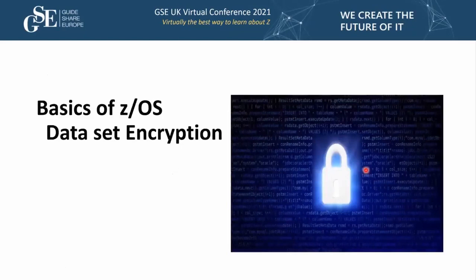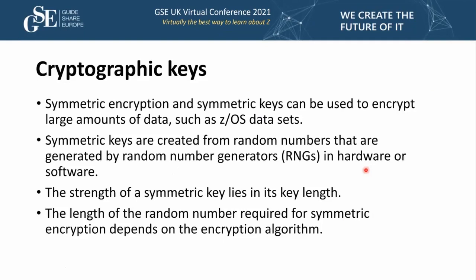So now let's talk about the basic fundamentals of z/OS dataset encryption. I'll begin with the cryptographic keys. Symmetric encryption and symmetric keys can be used to encrypt large amounts of data such as z/OS datasets. Symmetric keys are created from random numbers that are generated by random number generators in hardware or software. The length of the random number that is required for symmetric encryption depends on the encryption algorithm.